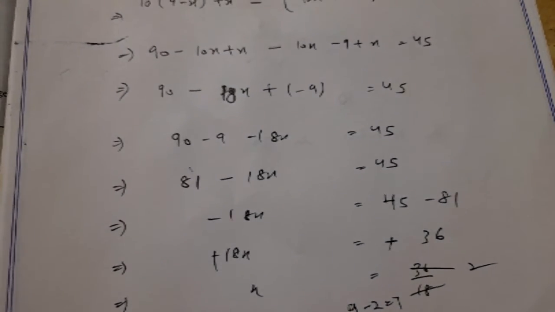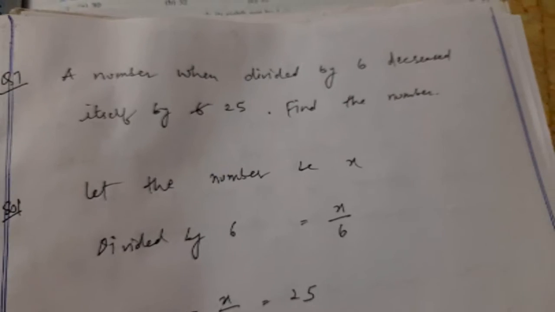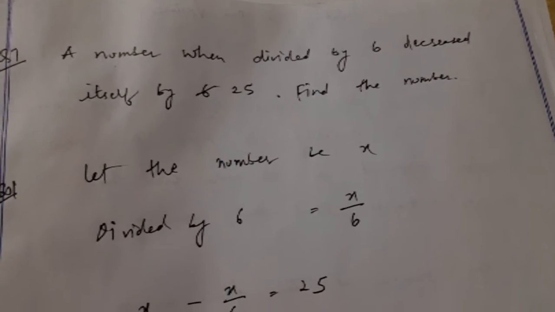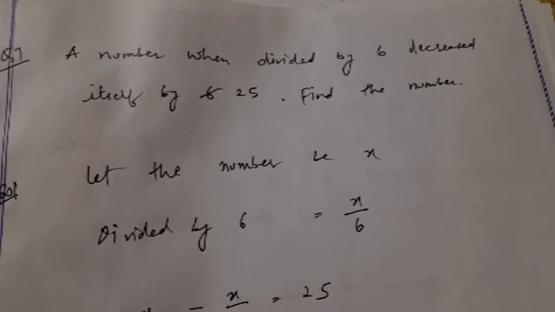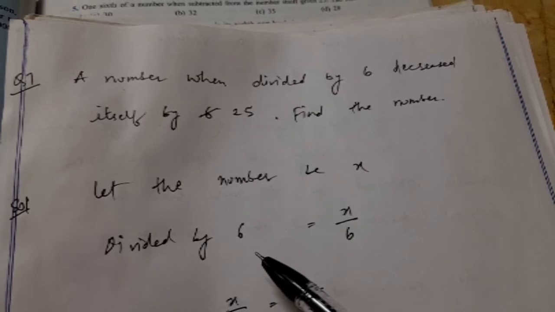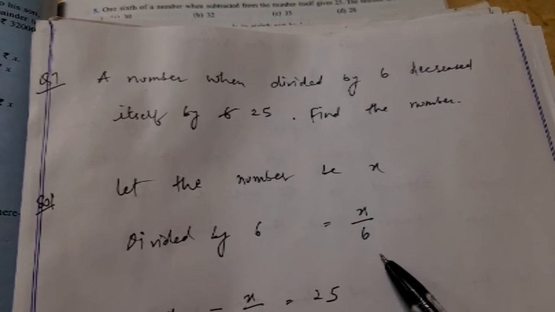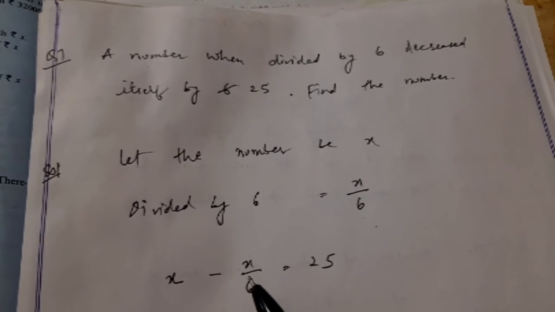Let's move further. The 7th question is given as: a number when divided by 6 decreases itself by 25. Find the number. So we will assume the number to be x and we will be dividing the number by 6, the number itself by 6. So the number divided by 6.